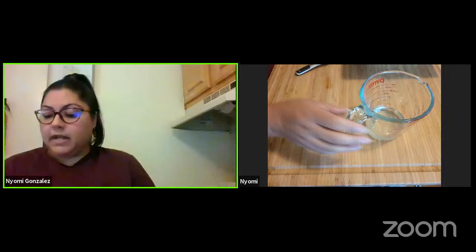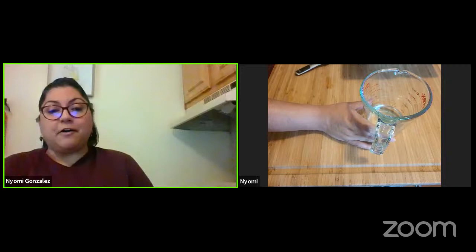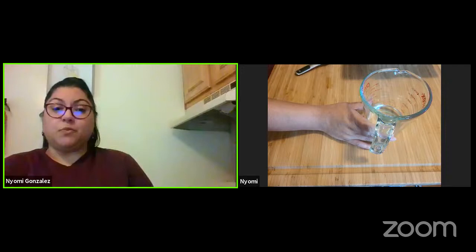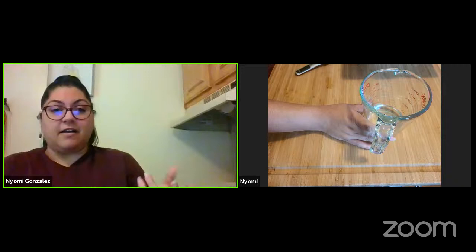So what I have here is half a cup of rubbing alcohol. Now this is very powerful in terms of smell. So make sure wherever you're doing this, it's well ventilated. Maybe don't open a window today. It's pretty hot out, but I have my kitchen fan on just to kind of help with airflow there. So make sure you have some kind of fresh air.